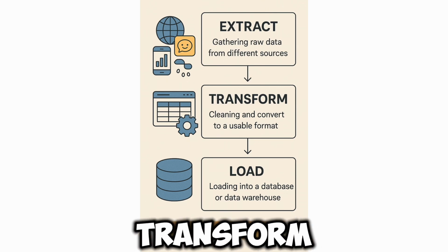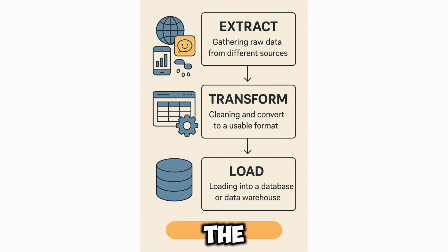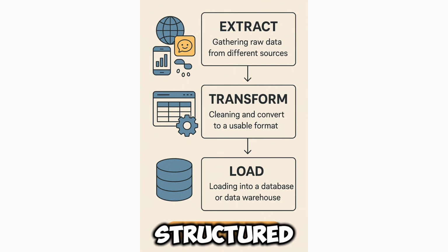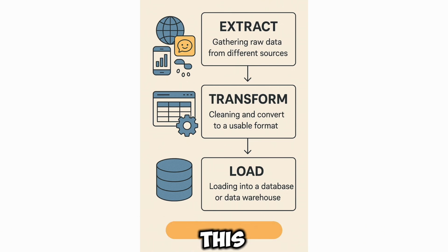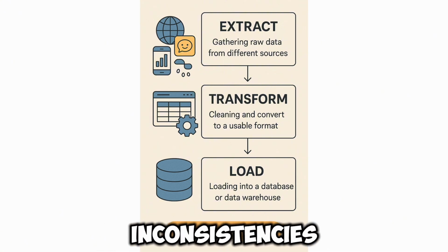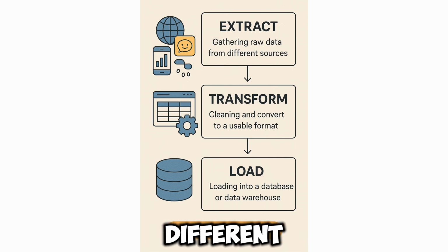The second one, which is transform, is where the raw data is cleaned and transformed into a usable format. It's like taking all that messy data and turning it into something readable, structured, and ready for analysis. This might involve things like filtering out errors, fixing inconsistencies, or combining data from different sources. And the last one, which is load, is where the transformed data is loaded into a database or data warehouse where it can be easily accessed for reporting and analysis.